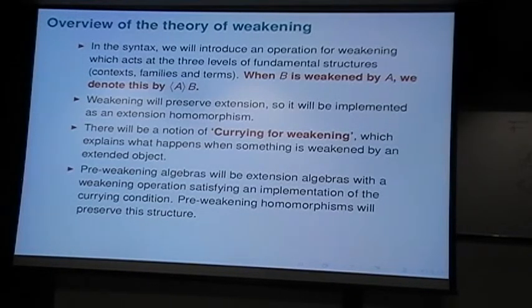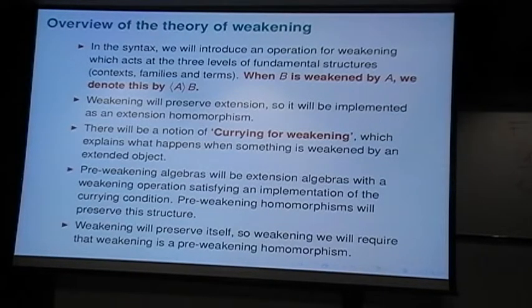And then we'll have again theorems that say it's stable under change of base and stable with this F under slicing. So it will make sense to require that weakening itself is a pre-weakening homomorphism. And if that is the case, you call the pre-weakening algebra a weakening algebra. So the only difference between a pre-weakening algebra and the weakening algebra is the requirement that weakening is itself a pre-weakening homomorphism.